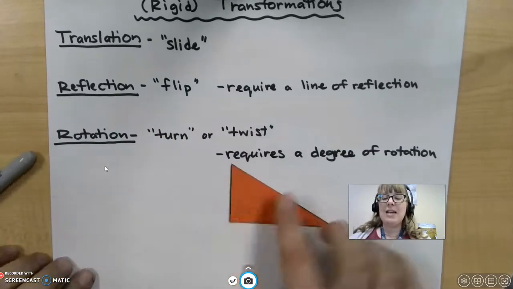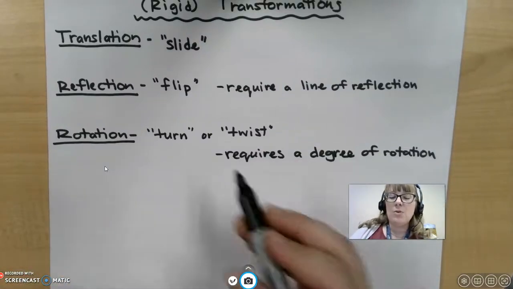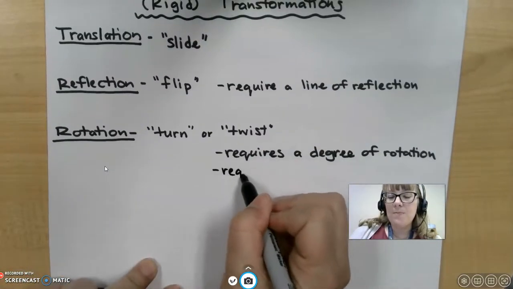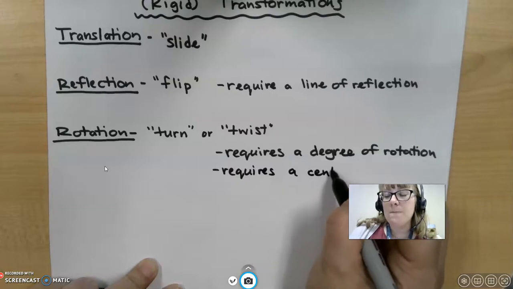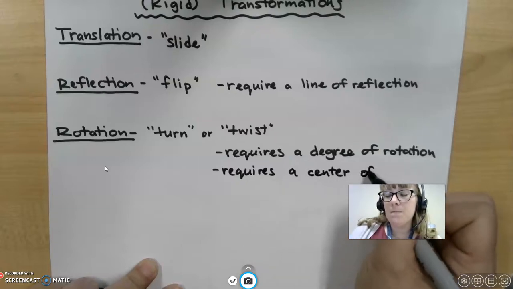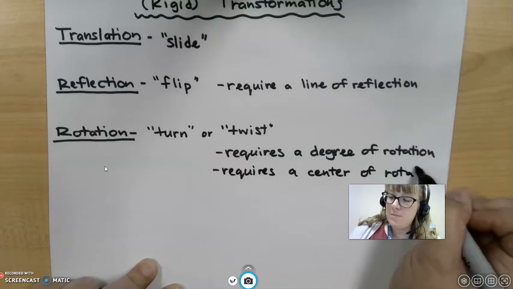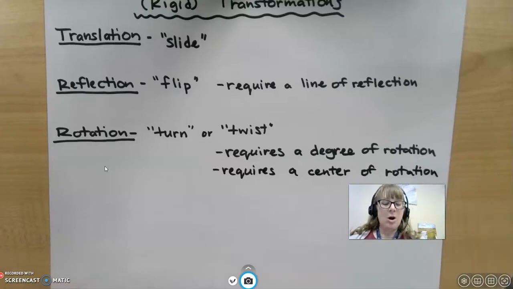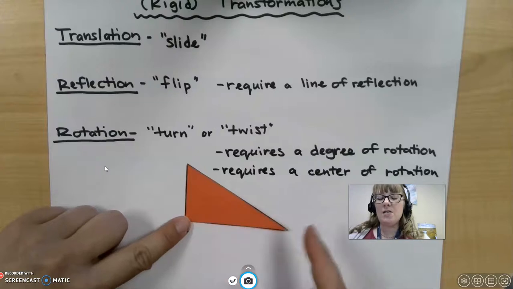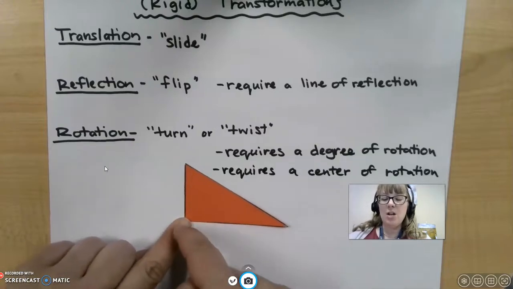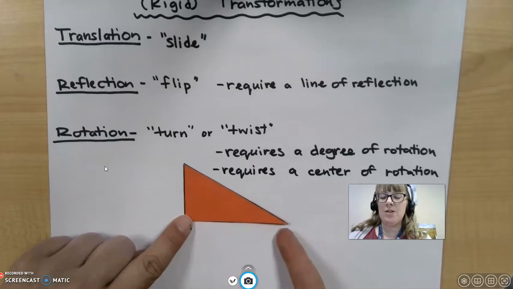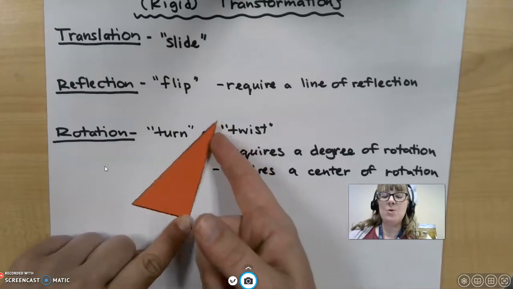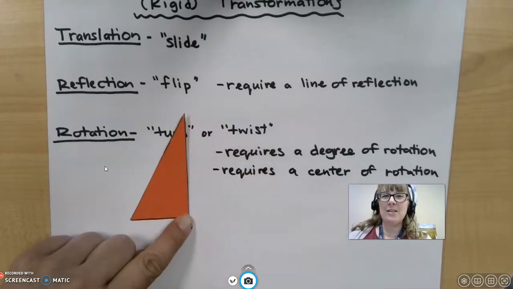In addition to needing a degree of rotation, rotations also require a center of rotation. This one's a little bit harder to demonstrate, but we will do it a little bit later. Here is a center of rotation with my finger being the center of rotation, or this corner of the triangle being the center. Notice how it doesn't move much. In fact, this point stayed exactly the same.